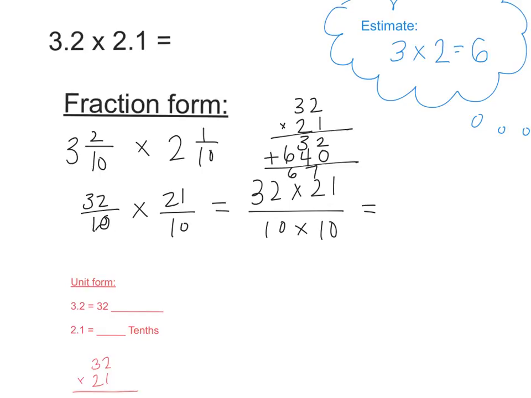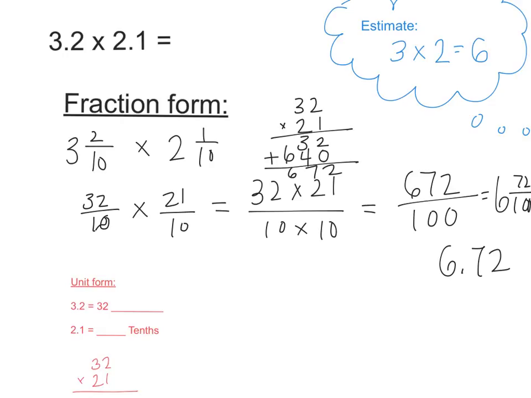So in my numerator, I have 672, and in my denominator, I have 100. I have to be very precise, which I was not. So how many wholes do I have there? That's the same as 6 and 72 hundredths. Can I write that as a decimal? Yeah. 6 and 72 hundredths. Is that pretty close to 6? Yeah, so I'm fairly confident that that's correct.